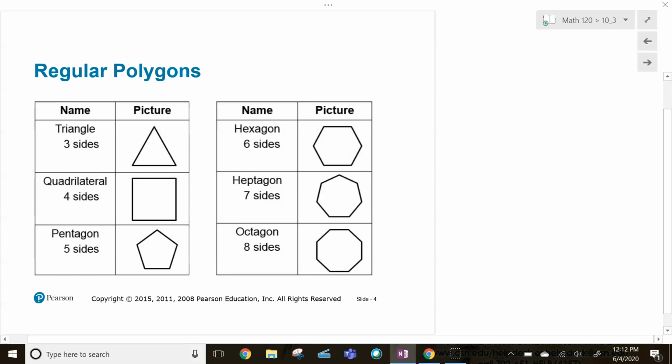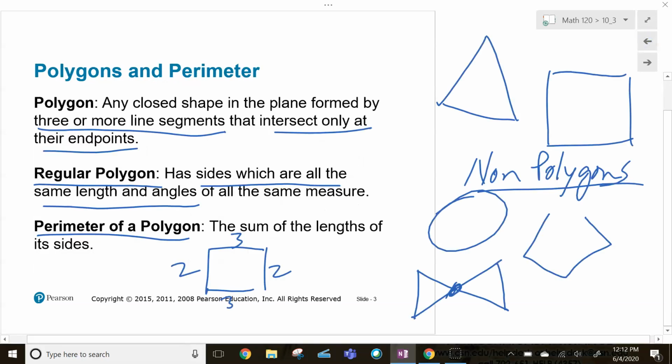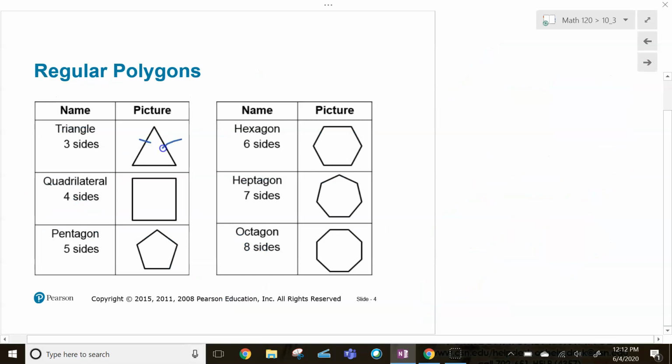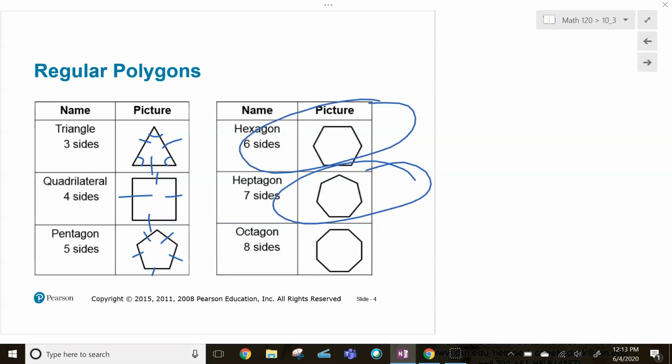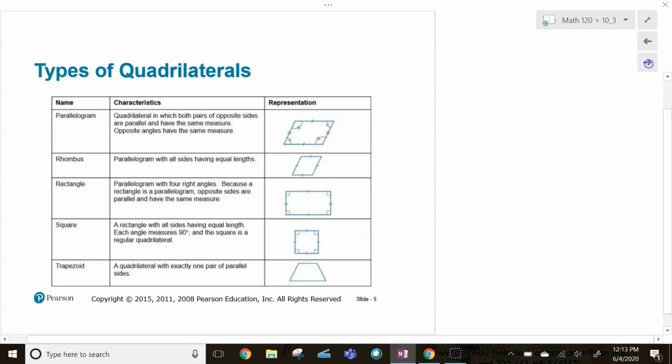So here's some regular polygons. Here's a triangle with three sides. And again, regular means sides are all the same length as well as the angles. So this is an equilateral triangle, which means also all the angles are the same. Here's a quadrilateral of four sides, so a square. Here's a pentagon, five sides. Hexagon, we've got six sides. Heptagon, seven sides. Octagon, stop sign. We've got eight sides to it.